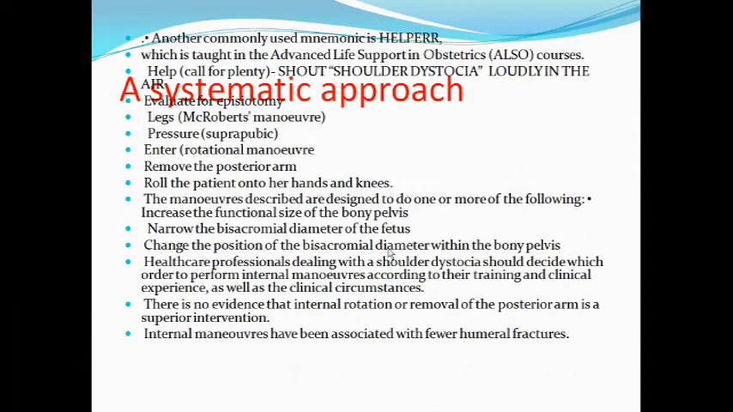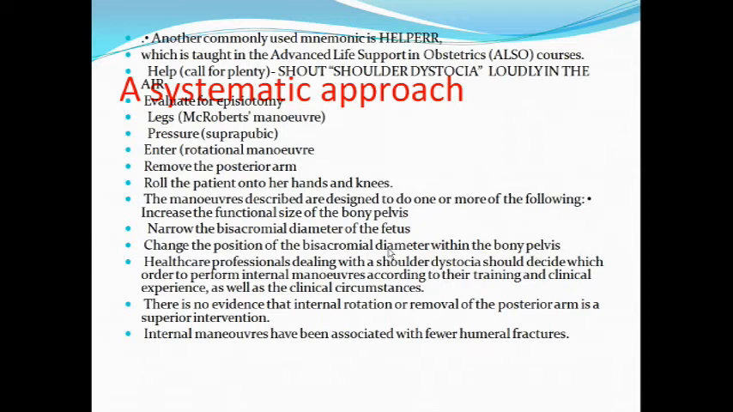So what is the systematic approach? You have to learn the mnemonic HELPER, which is taught in the advanced life support in obstetrics courses. H for help. Help is to shout loudly, shoulder dystocia, you need help, for assistance. Call the nurse, your colleagues, and call the anesthetist to prepare the OT for immediate cesarean section if needed.